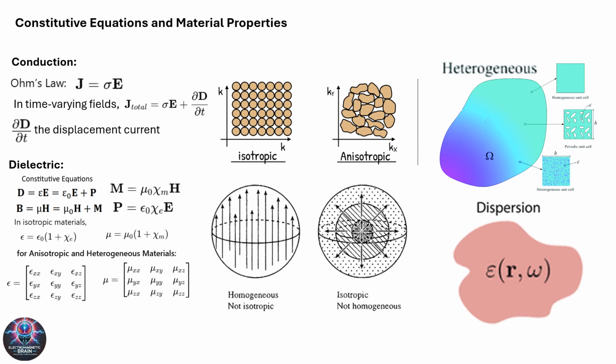Electromagnetic wave behavior in both dispersive and heterogeneous materials is characterized by the intricate interaction between the material properties and the wave's frequency and spatial variation. This understanding is crucial for accurately predicting wave propagation and optimizing device performance. On the slide, we've provided all the relevant formulations for conductors and dielectrics, along with schematic representations of isotropic, anisotropic, homogeneous, and heterogeneous materials. These visuals and equations are essential for grasping how electromagnetic waves interact across different material types.